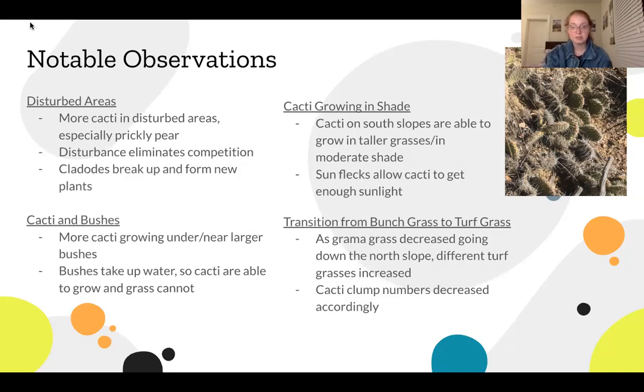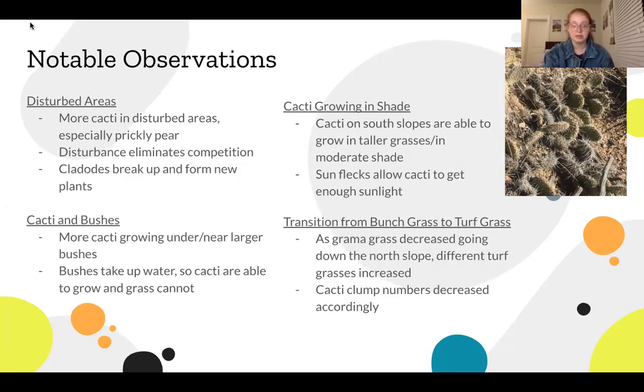And then for some notable observations, we've been talking a lot about disturbance, specifically where the hiking trail was, or maybe where some erosion occurred. And as you can see in the photo we have on this slide, this is one of the bunches of prickly pear that we saw growing in the disturbed area. It was very large clumps growing in these disturbed areas, especially the prickly pear.